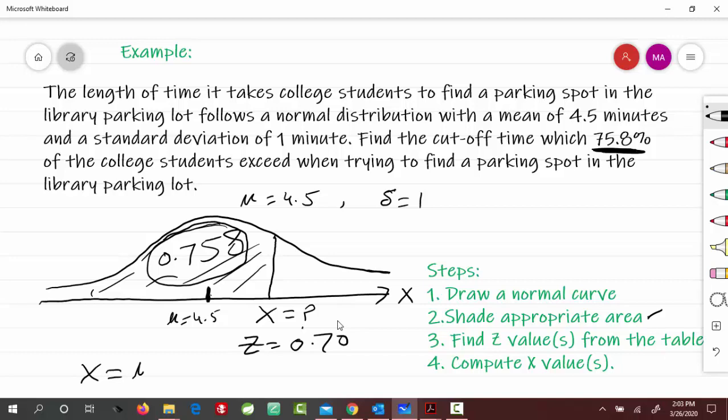Then go to step 4, compute the x value. The x, which is the cutoff point, will be the mean plus z times sigma. The mean is 4.5 plus z, which is 0.7, times sigma, which is 1, so this comes up to about 5.2, and this is the answer. So the cutoff point would be 5.2 seconds.